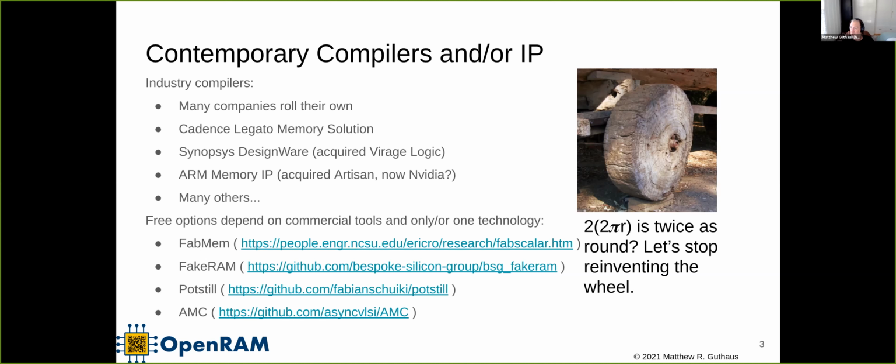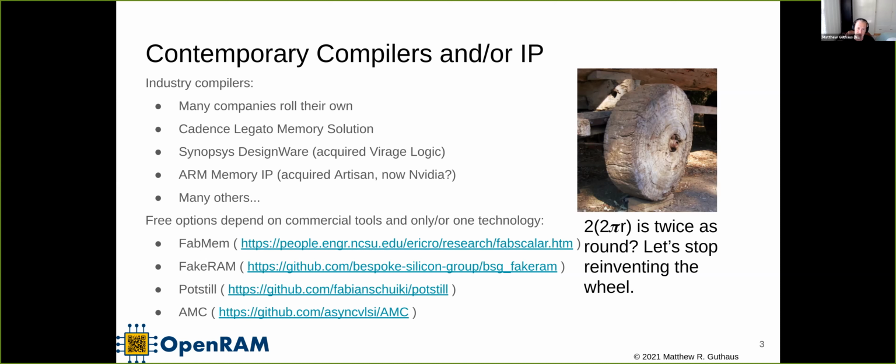But there was nothing open source. These all require expensive licenses and so on. Now, there were some academic things. Most of these were not complete memory compilers. They did what they were good at. I don't even cite here Cacti, which is a famous architectural simulator of the power and performance of a cache. That's well known to architects.